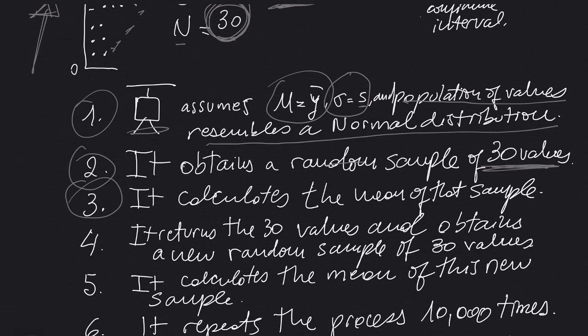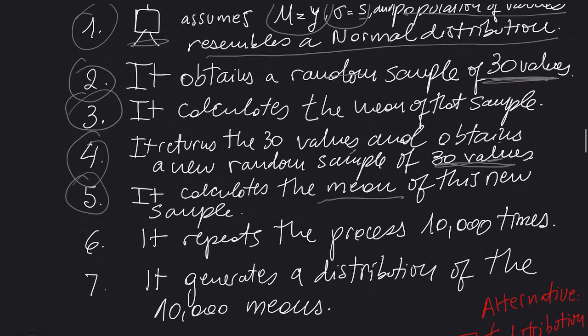Now, once it did that, it will repeat the process thousands of times. The repetition starts with returning those 30 values to the pool of the population of values, and obtaining a new random sample of 30 values, and it calculates, step 5, the mean of that sample again, and it repeats the process 10,000 times.